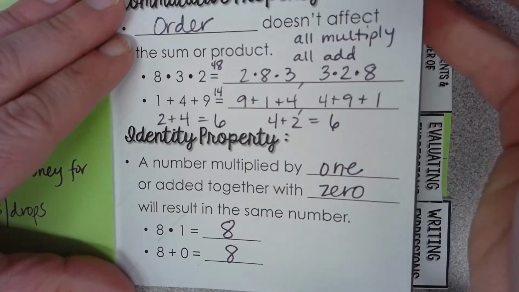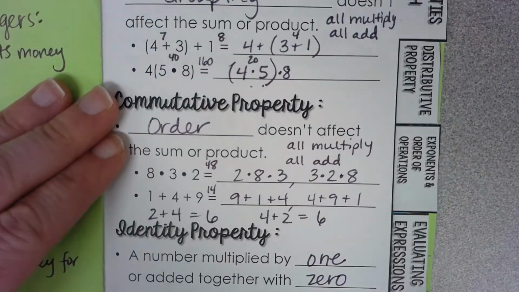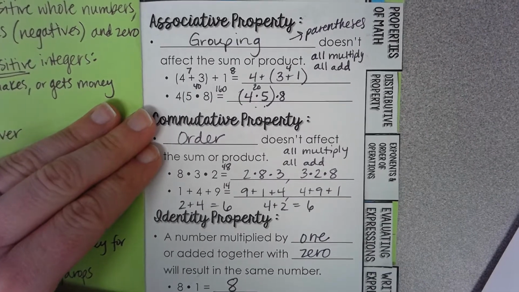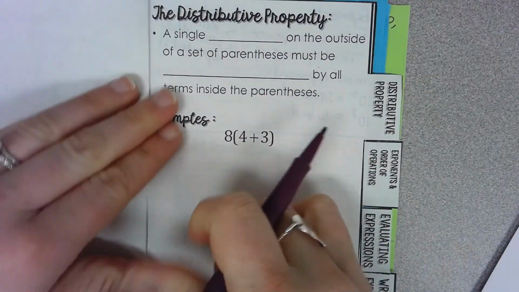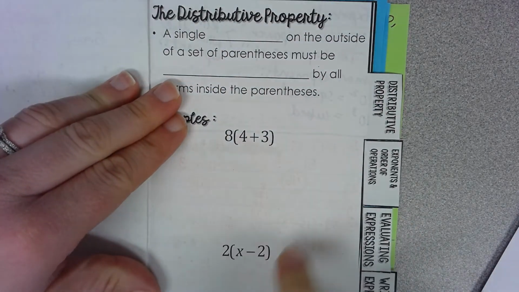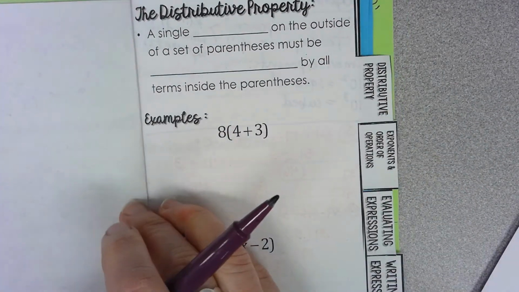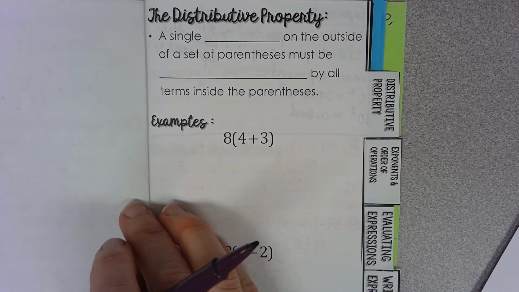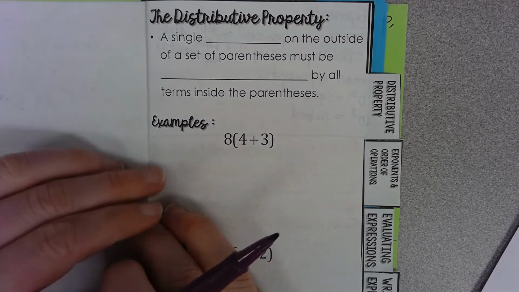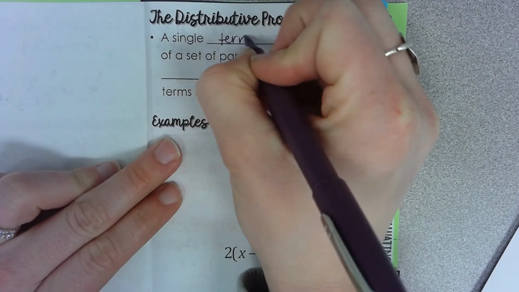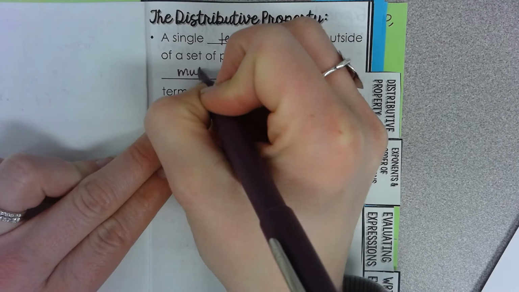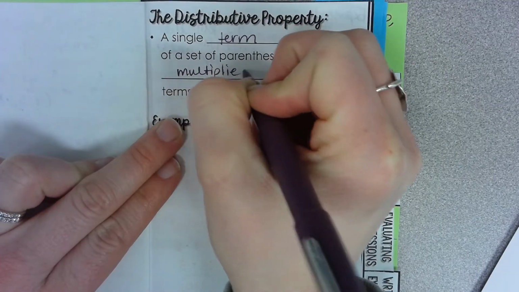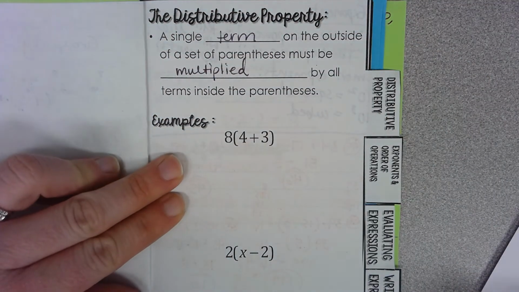Now, distributive property, we're going to briefly go into it, but we're going to spend a whole few days actually doing more work on it. But distributive property, really quick, is just, we're going to fill out this top bar here, and then we'll go into these examples later on. Distributive property is a single term on the outside of a set of parentheses must be multiplied by all terms inside the parentheses.